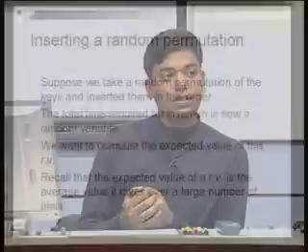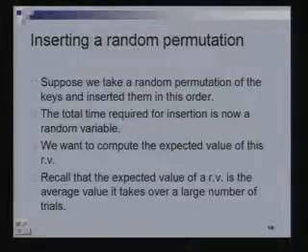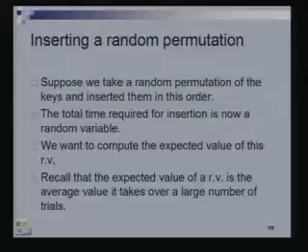Now this brings back the question that we had asked in the last class. Now what I do is I don't insert the elements in sorted order; I take a random permutation of the elements. There are n factorial different permutations. I take one of them at random and insert the elements in this particular order. Now I want to compute the time it takes to insert. So the time required for insertion now is a random variable.